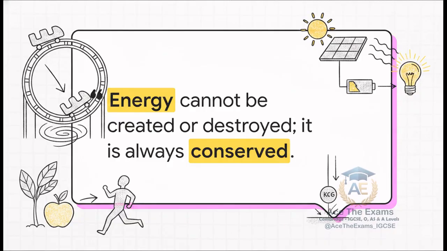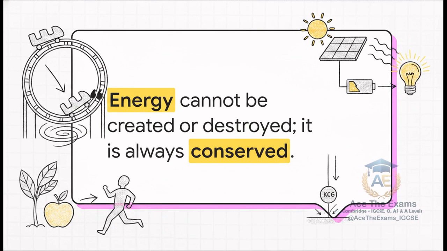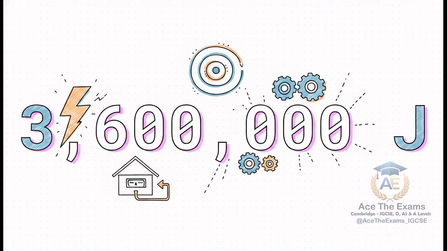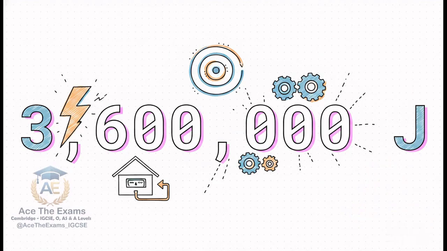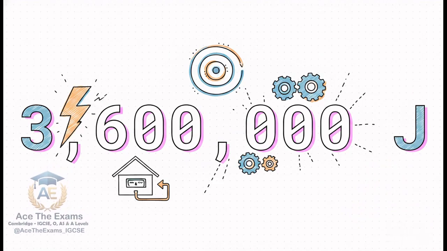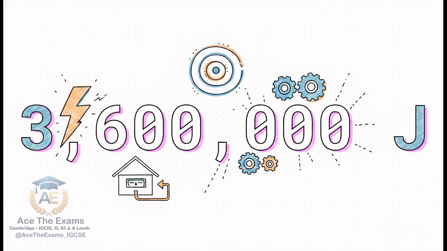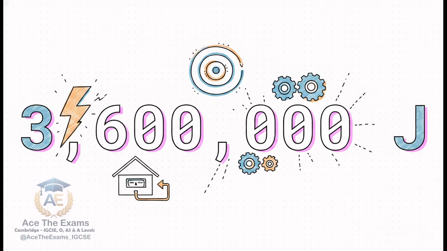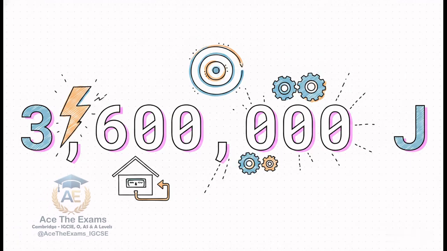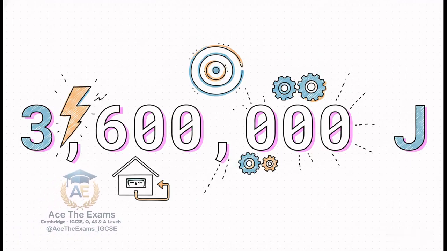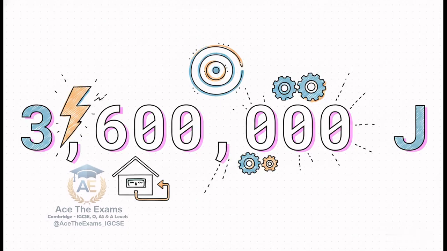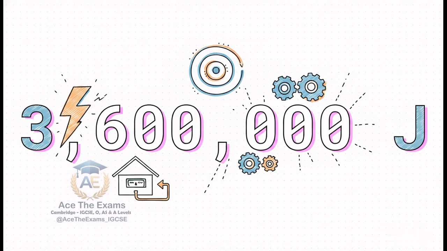Whether it's the chemical energy in the food you eat becoming kinetic energy when you run, the total amount of energy in the system is always perfectly conserved. Just look at this number on the screen, 3.6 million joules. A joule is the standard unit of energy, but it's super tiny. That massive 3.6 million figure is what just one single kilowatt hour equals. So next time you see your family's electricity bill, just remember you're burning through millions and millions of joules just to keep the lights on and the fridge cold.